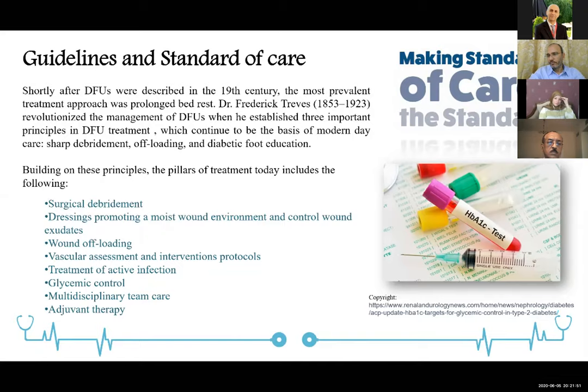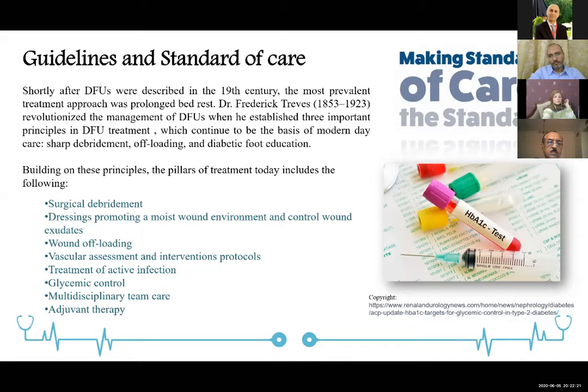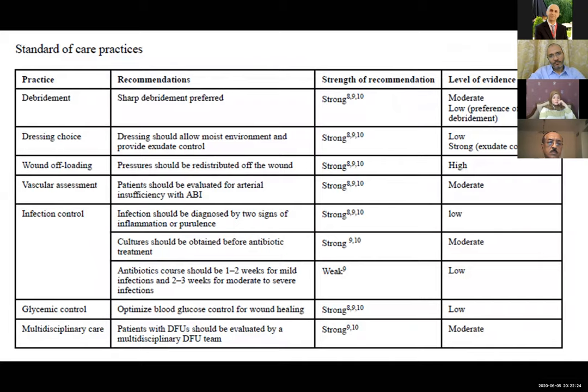Building on these principles, the pillars of treatment today include the following: surgical debridement, dressing that promotes a moist wound environment and controls wound exudate, wound offloading, vascular assessment and intervention protocol, treatment of active infection, and glycemic control. The work should be in multidisciplinary team care. And finally, we can add many adjuvant therapies that help improve the healing process of diabetic foot ulcers. This is the standard of practice, and the recommendations were strong for all of them.